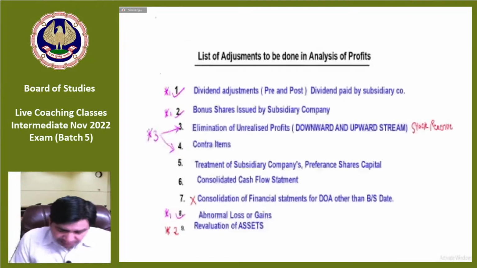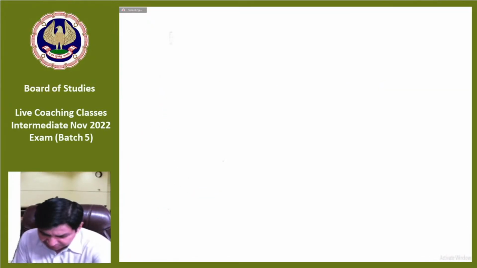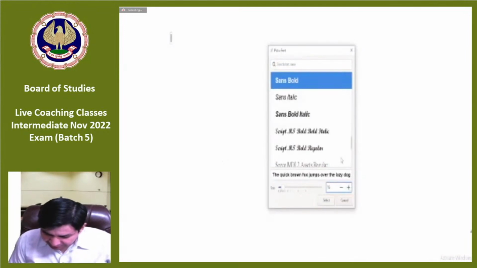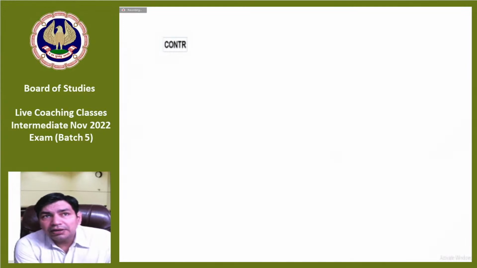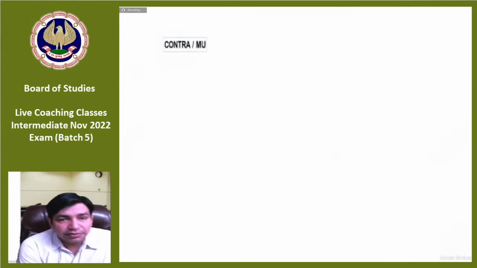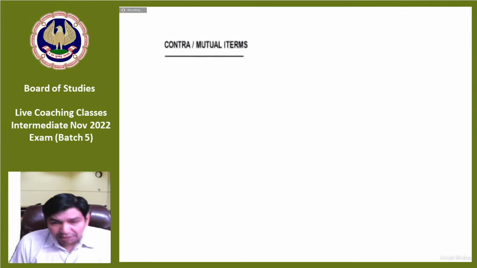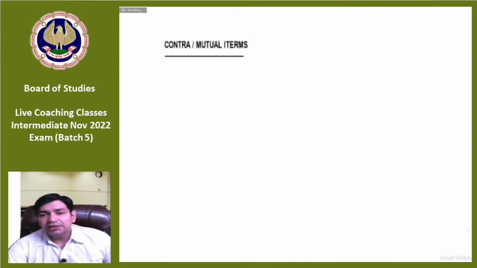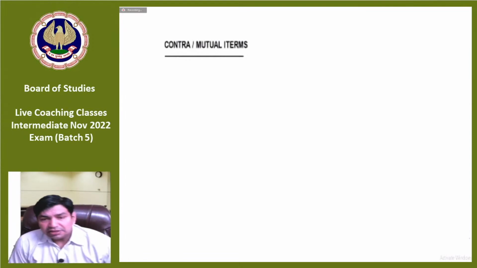So, beta, there are two things. One of the things is this one, that is contra items. Without wasting time, I'm gonna start today's session. Contra, or you can say mutual items. Okay, beta. See, although these things you have already covered in the other chapter, amalgamation, but still, I want to communicate with you all with this thing in the depth.